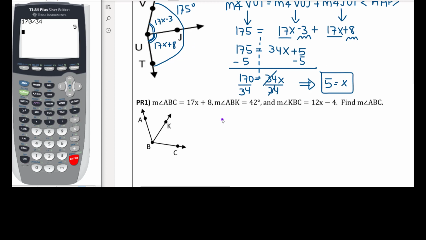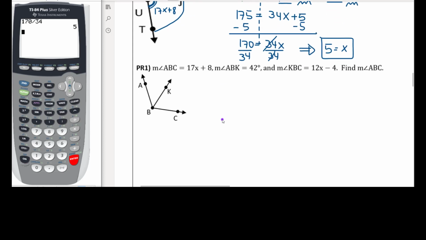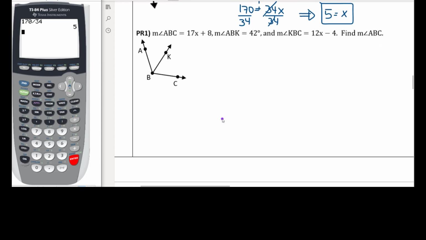At this time, I'd like you to try this problem. So go ahead and stop the video. Try this practice problem number 1, following the example 1, and see if you can solve it and find the answer to this problem. When you're ready, restart the video and then we'll see the answer. All right, very well. Welcome back.